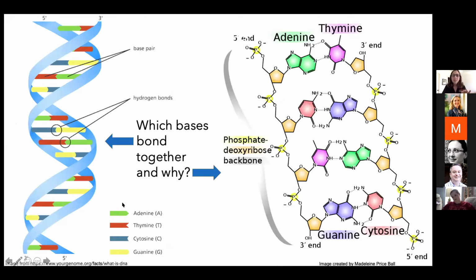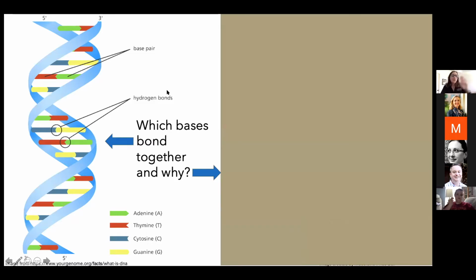So I have a question here in the middle. This is a lesson about DNA. And it says, which bases bond together and why? We're going to answer this question together. But right now, I want you to just look at the image on the left. Pretend the one on the right's not there because I just covered it up.